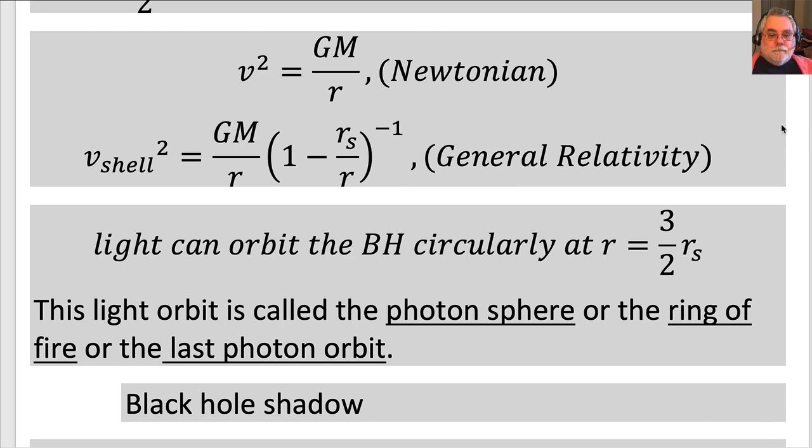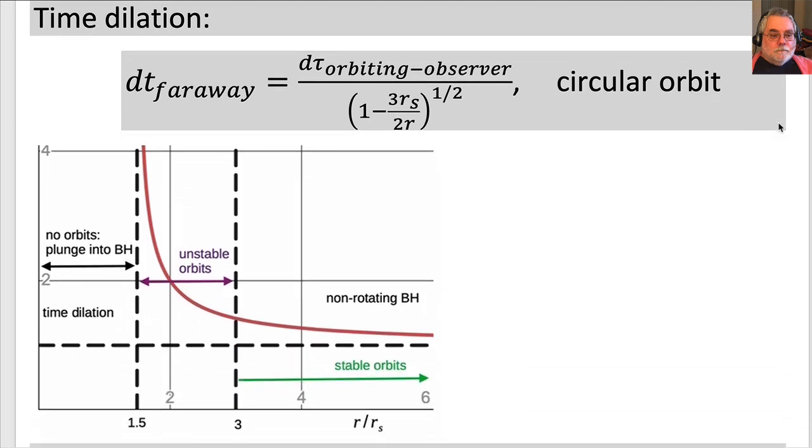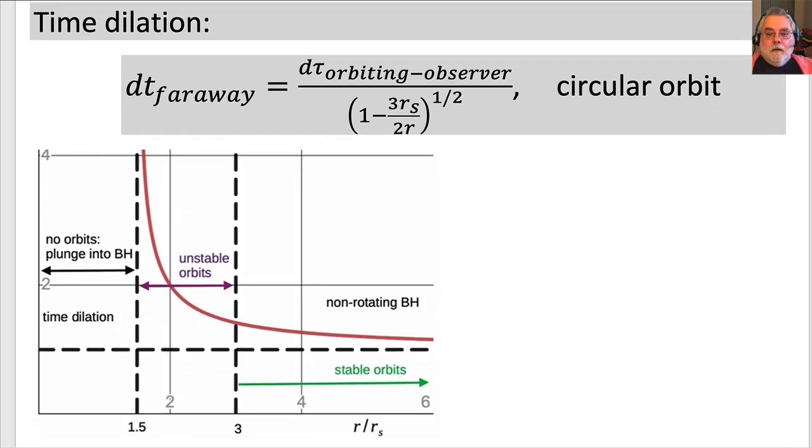Now let's look at time dilation. The faraway observer sees the orbiting observer's clock run slow, as does the shell observer at the same radius. I believe that the time dilation for the faraway observer is this formula, which I'm graphing here. This time dilation approaches infinity as r approaches 3/2 Schwarzschild radii, the lower bound for unstable circular orbits. Time dilation is higher, closer to the central mass.